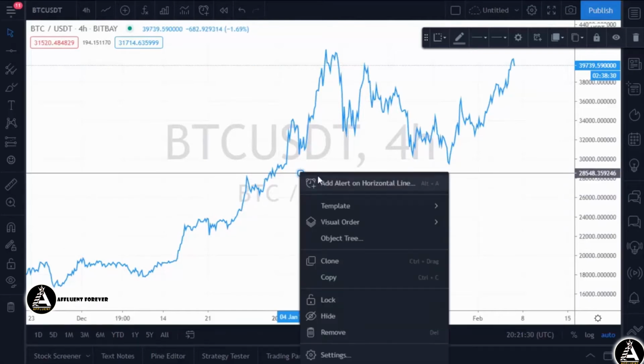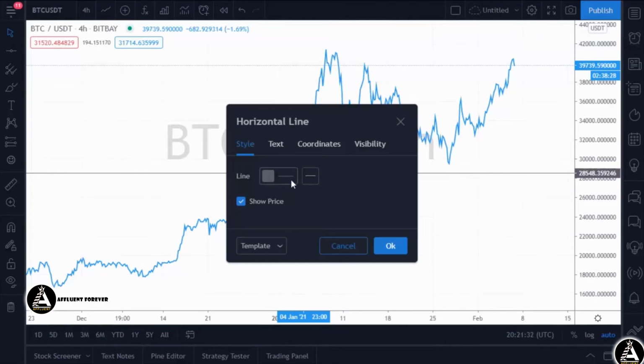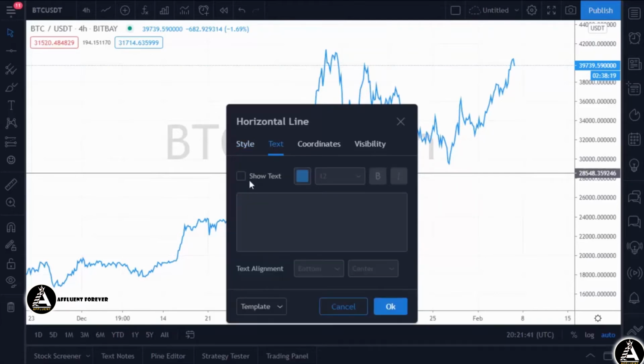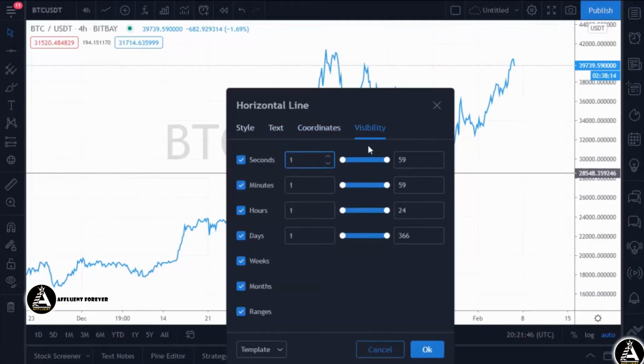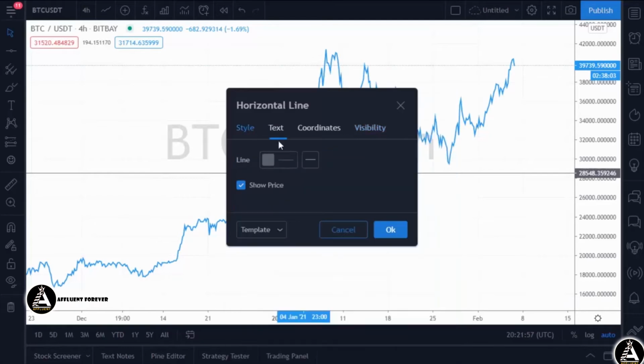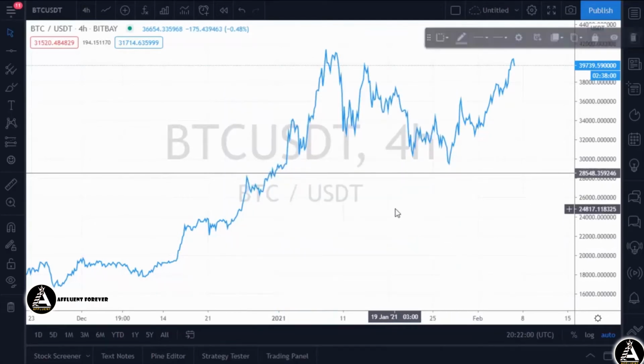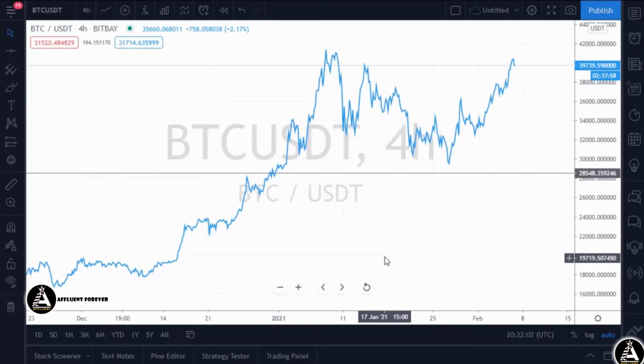You can right click, go down to settings. You can change the colors, the thickness, or the type of line. You can add text to it. You can change the price. And then the visibility just means that if you want to show it, like, say, only on the daily charts, but not on the monthly charts, then you can click or unclick that. So pretty straightforward stuff.